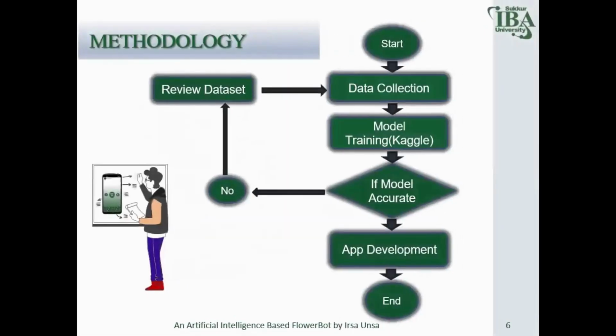So the methodology that we have followed starts from data collection. Basically, we gathered data of 10 different species of flowers that are locally available at Sakhar University. Then after the data collection, we move forward to model training on Kaggle. If the model gives us accuracy and classifies the correct images on the testing data, we move forward towards app development. If the model was not accurate, then we repeat this flowchart.